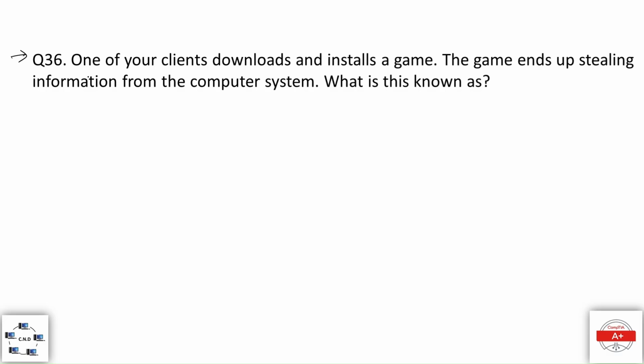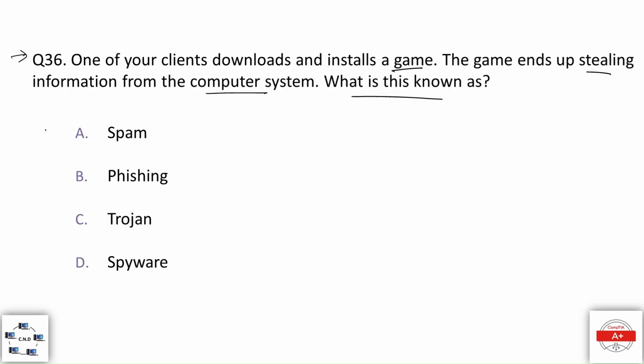Question number 36. One of your clients downloads and installs a game. The game ends up stealing information from the computer system. What is this type of malware known as? The options are option A, spam, option B, phishing, option C, Trojan, and option D, spyware. And the correct option is option C, Trojan.